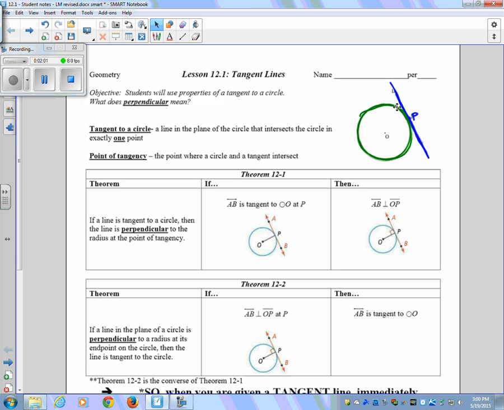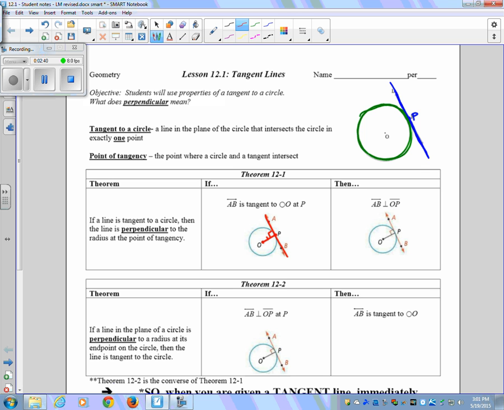Okay, we have a few theorems here, really two basic theorems. The first one says if a line is tangent to a circle, then it's perpendicular to the radius at the point of tangency. So if you have a tangent line and you draw a segment from the point of tangency to the center of the circle, you've created a radius. That radius is perpendicular, meaning it's got a right angle, to the tangent line.